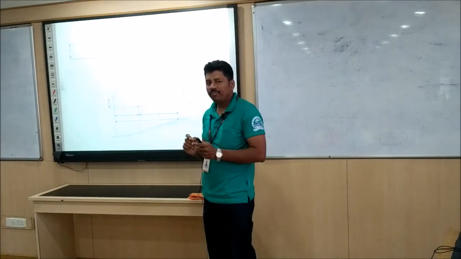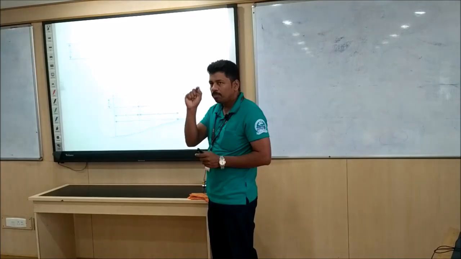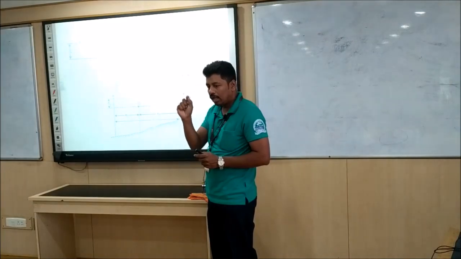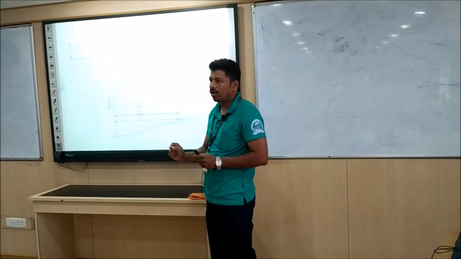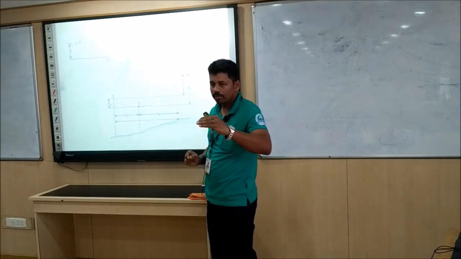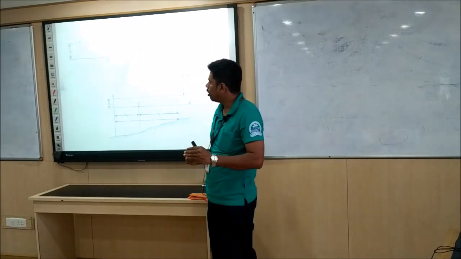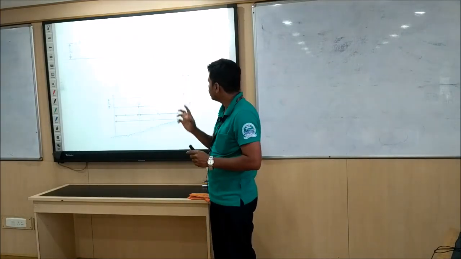Here the definition of sag is the distance between the highest point of the tower and the lowest point of the conductor. The difference in level between the highest point of the tower and the lowest point of the conductor will give you the corresponding sag. S is called sag.